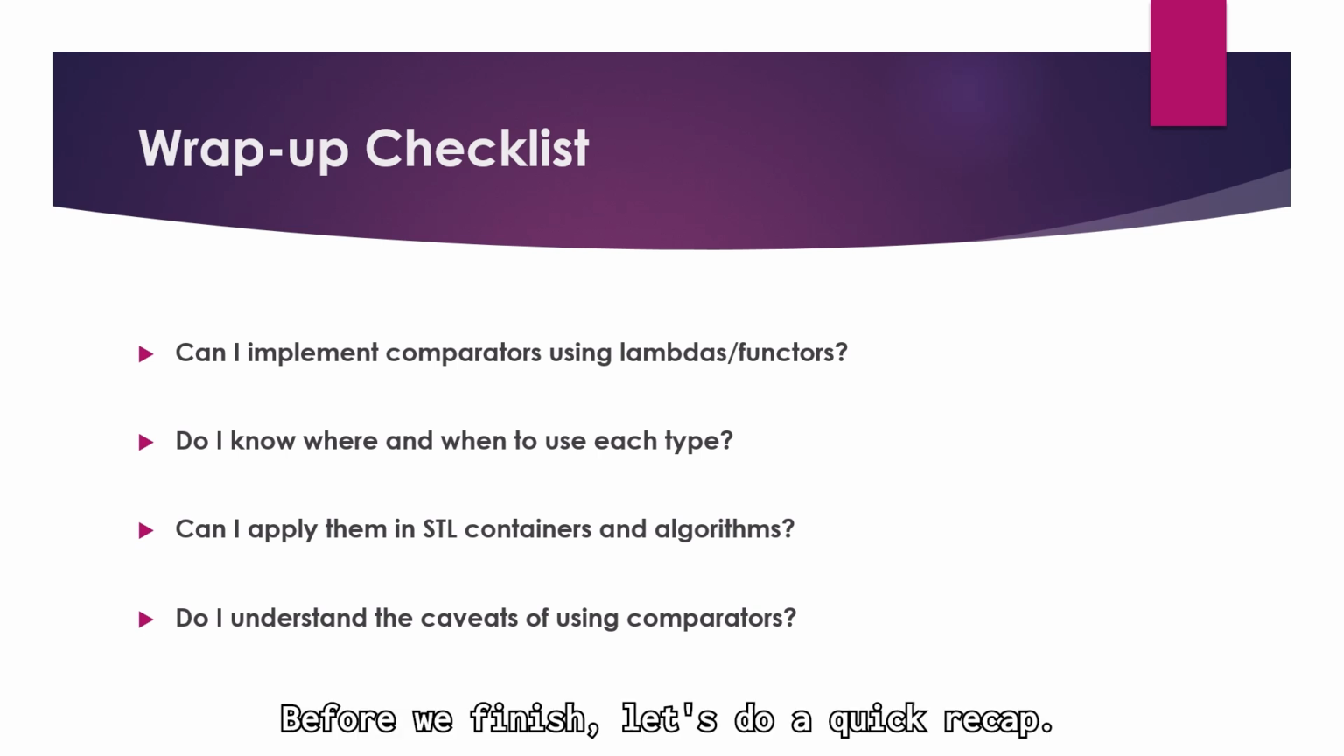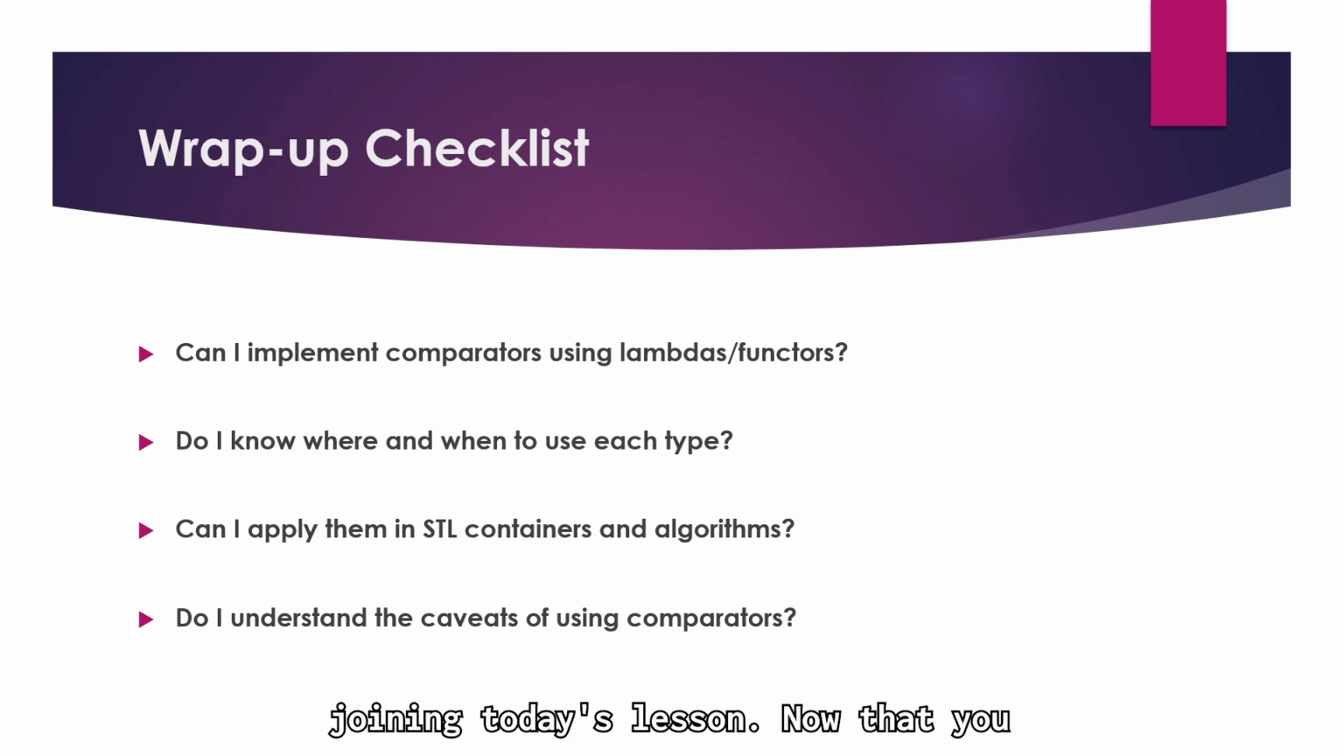Before we finish, let's do a quick recap. Can you write custom comparators using lambdas and functors? Do you understand when and why to use function pointers, lambdas, and functors? Can you apply custom comparators to STL containers like set, map, and priority queue? Are you aware of the common pitfalls and best practices for comparators? If you can confidently answer yes to these questions, you are ready to tackle more complex STL problems with custom comparators. Thanks for joining today's lesson.